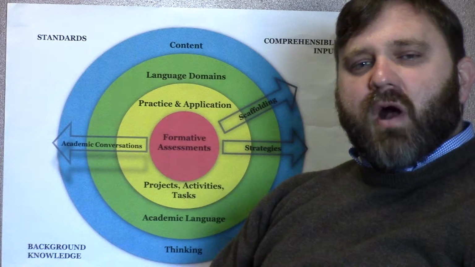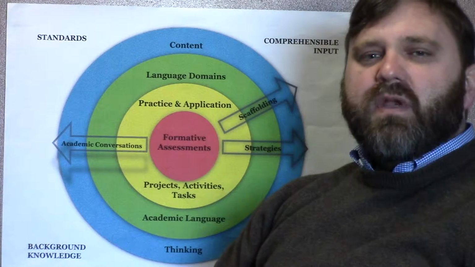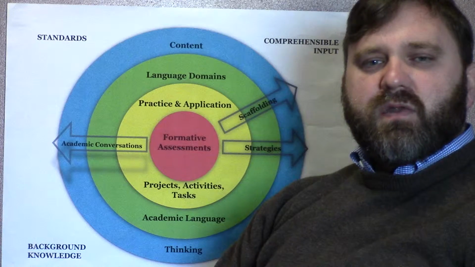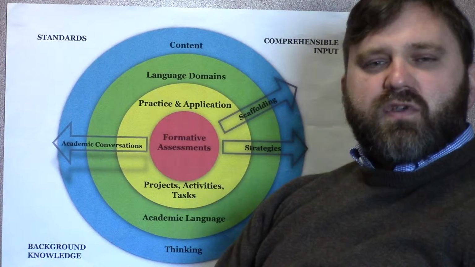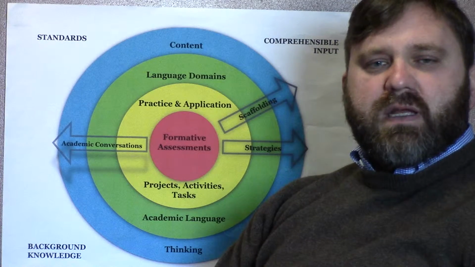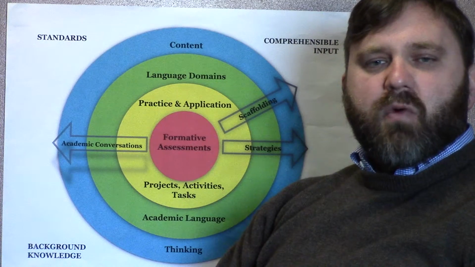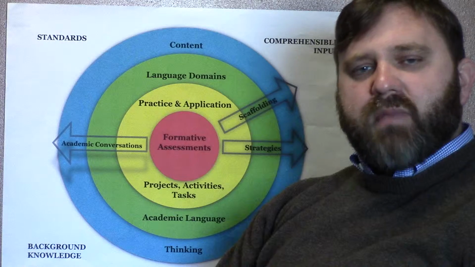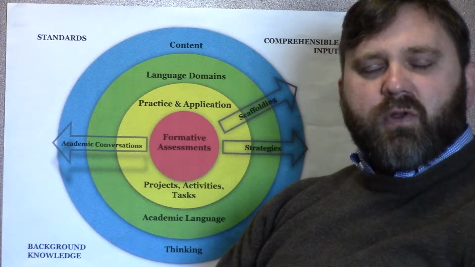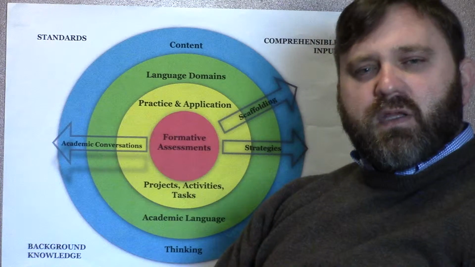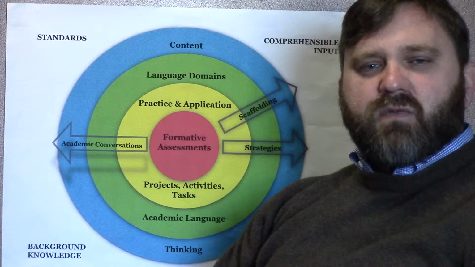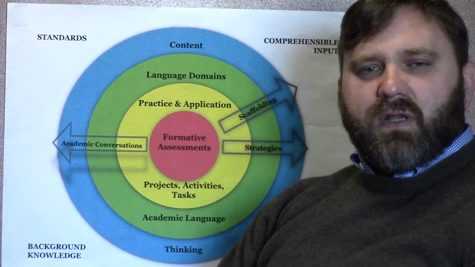In front of every module you're going to see this bullseye, and I want to give you a brief overview so that you can see how it is all connected together. First of all, there are four major principles on the outlying areas. Number one is standards, two, background knowledge, three, comprehensible input, and four, social-emotional learning. These four principles are very important as we begin to lay a foundation for a lesson.